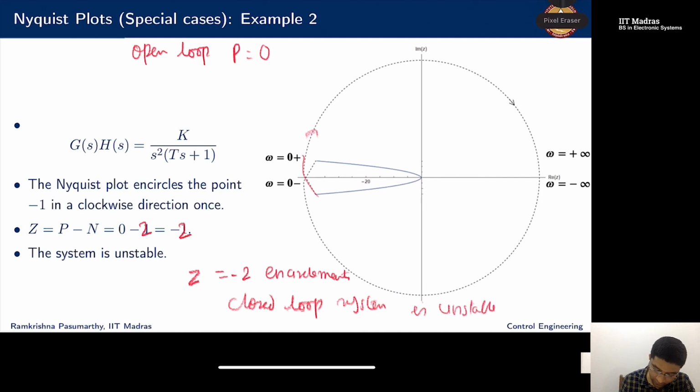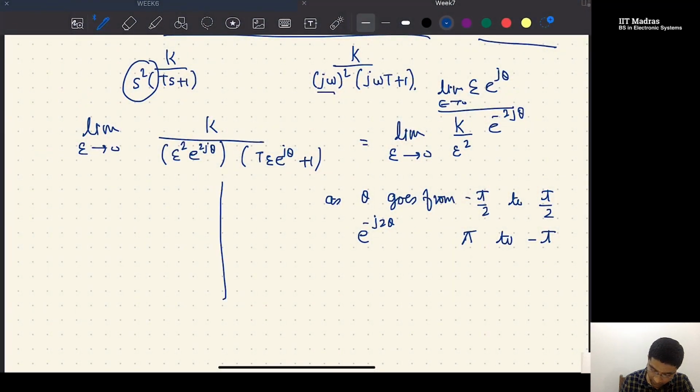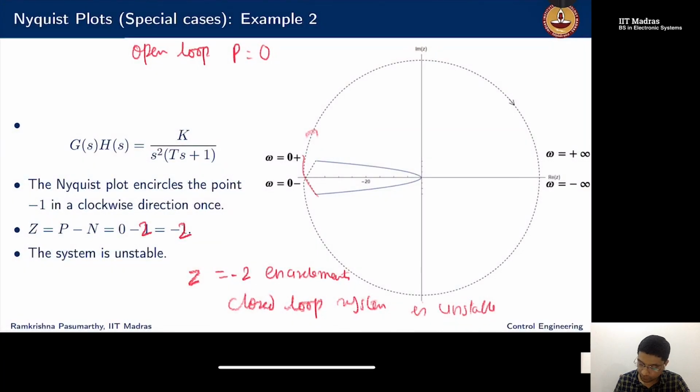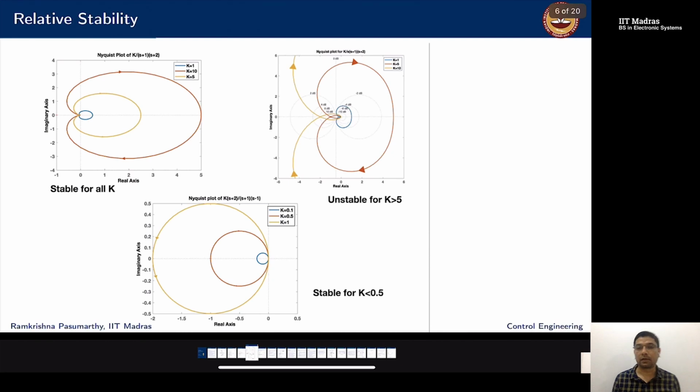Let's also try to understand from the root locus why there are two poles on the right half plane. I have two poles here, one pole here. If I draw the root locus, this line will be on the root locus, and this will be the direction. For any gain k greater than 0, there will be two poles of the closed loop system on the right half plane. That is what shows up here via the encirclements, and therefore the closed loop system is unstable. We can do several other examples, but the idea remains the same.